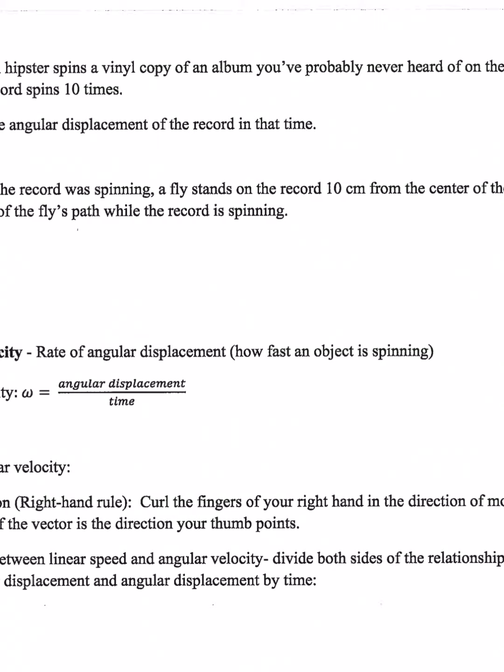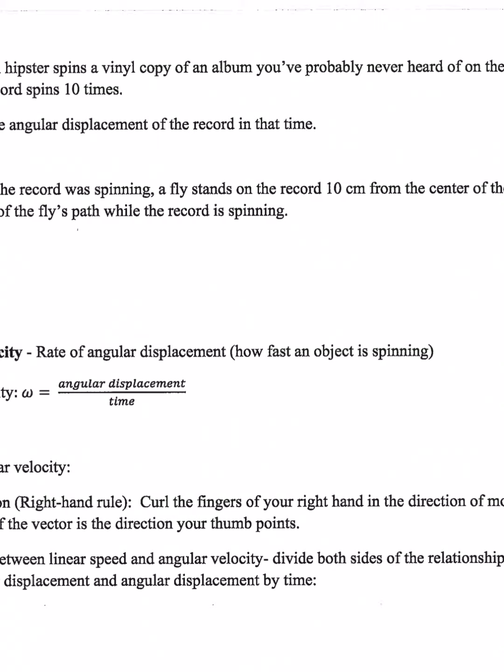All right, so now, while the record's spinning, a fly stands on the record 10 centimeters from the center. Find the length of the fly's path while the record is spinning. So do we know how far he went? Do we know his radius? Yes. So can we find his length? This is where our formula comes in. Does it matter if it's in centimeters at this point? Yes, it does, doesn't it? Everything has to be in meters. S equals R times theta.